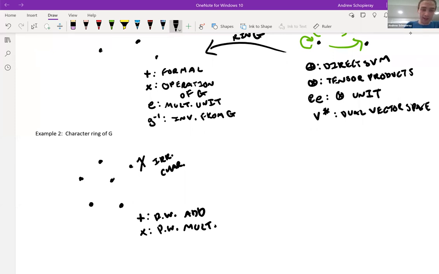I have a unit, which I'm not sure what I would use for my unit, just trivial maybe. I have a trivial character, which acts completely trivially, sends everything to 1. And I also have inversion, in this case, takes the form of complex conjugation. So rather than doing an inverse, I'm conjugating this character.